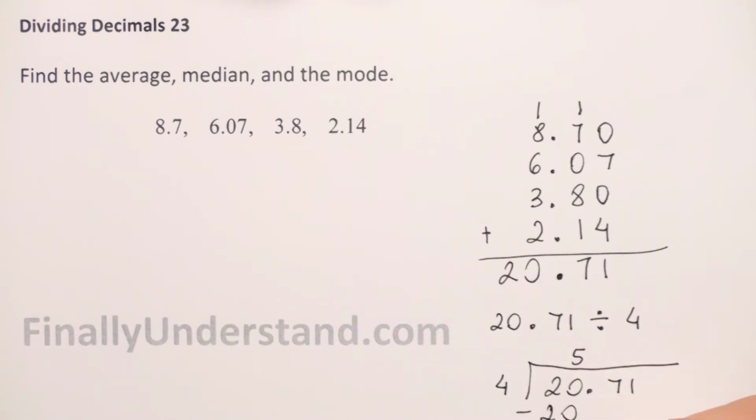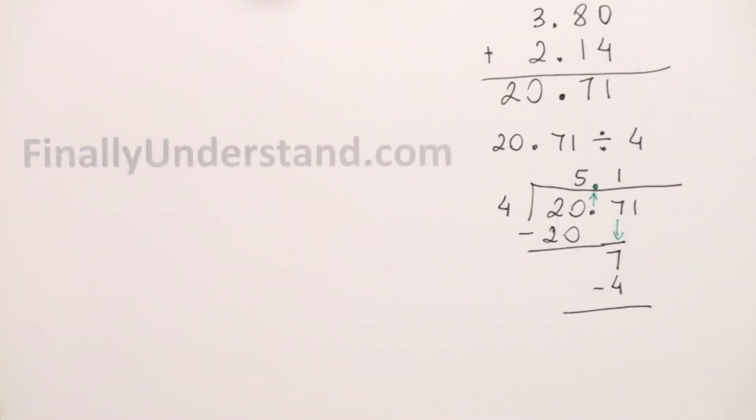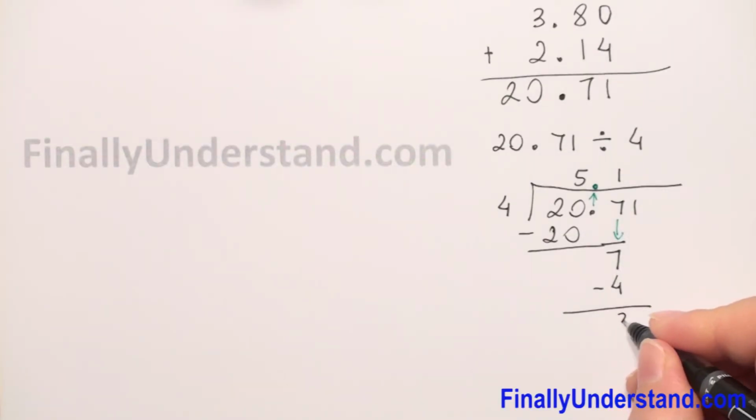Subtraction. 0 minus 0 is 0. 2 minus 2 is 0. We don't have to write the 0. What next? We have to bring up the decimal point exactly in the same column, and we have to take down the next digit. So we have 7. 7 divided by 4 is 1. 1 times 4 is 4. Subtraction. 7 minus 4 is 3.